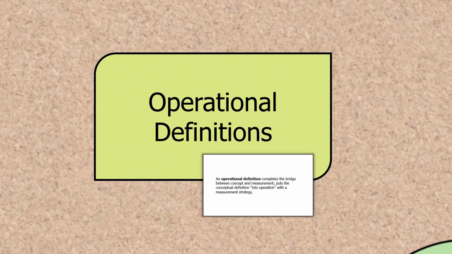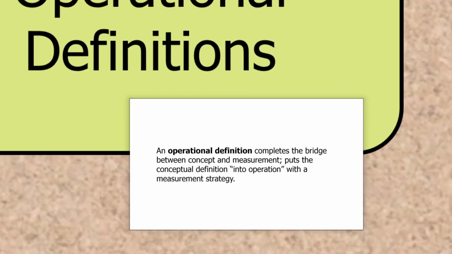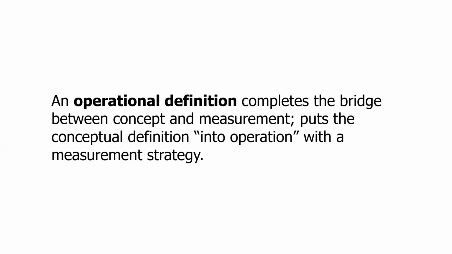Operational definition. An operational definition completes the bridge between concept and measurement. It puts into operation, to use the same word, the idea, the measurement of the empirical property that's embedded in the conceptual definition. I've always preferred the term measurement strategy. I think it's more descriptive, but operational definition is a term, and you've probably heard the term before.